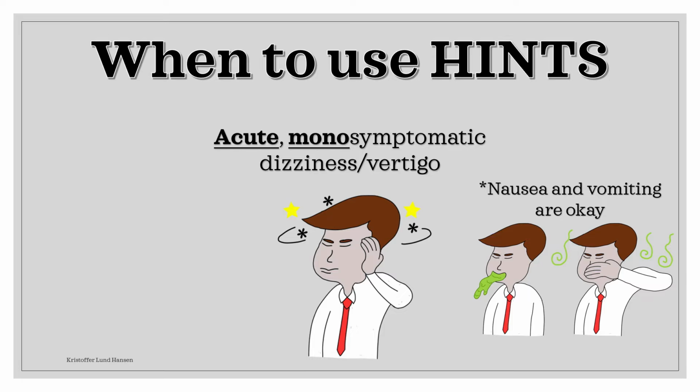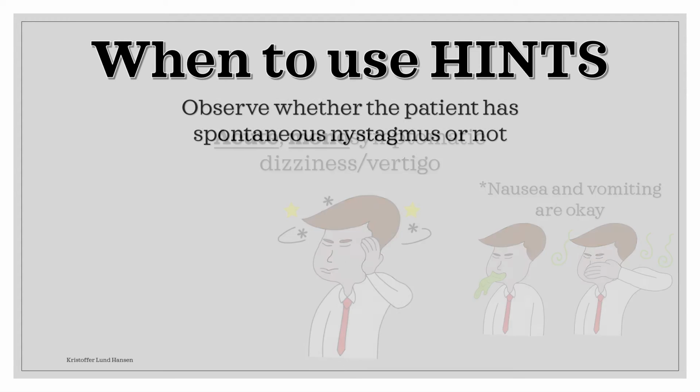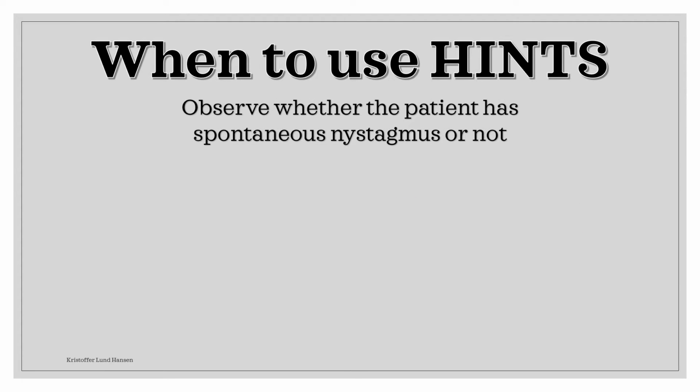But even though we're saying monosymptomatic, it is actually okay if the patient complains of nausea and possibly vomiting as well. That is simply because the dizziness can cause nausea and sometimes vomiting by itself. But we can't do HINTS in all patients with monosymptomatic dizziness. That can lead to false results.